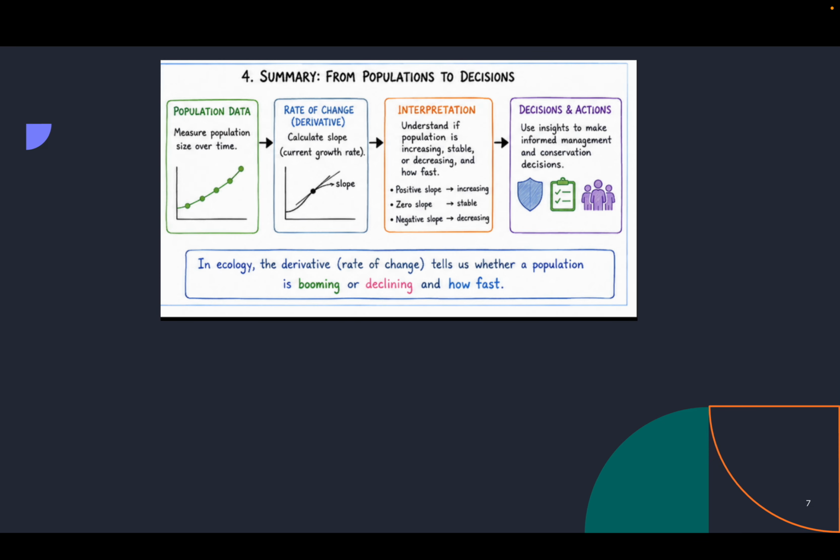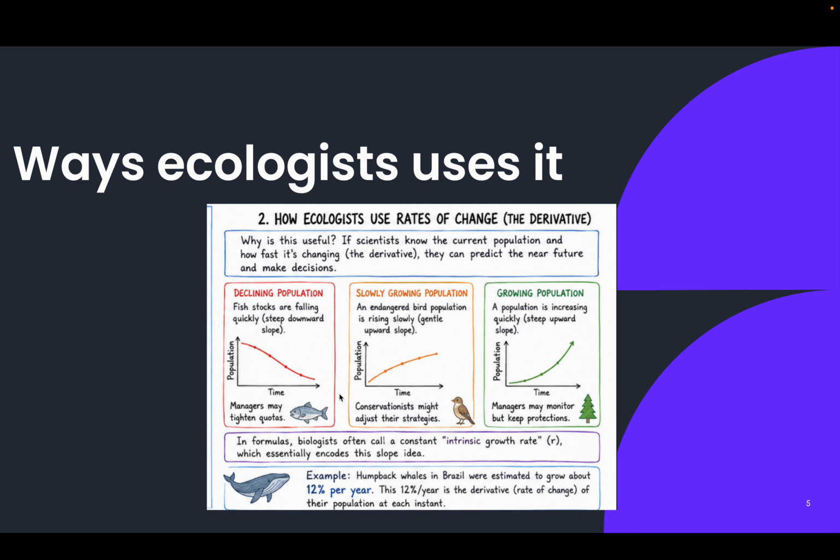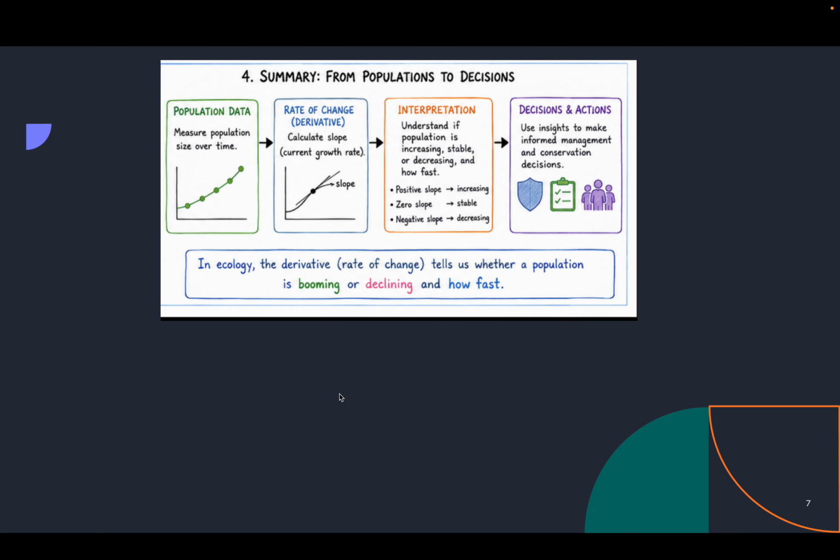And so to summarize, in ecology, a derivative or a rate of change tells us whether a population is booming or declining and how fast it's growing. As you can see, this population data right here is showing the growth over time. And this currently resembles, like I said earlier, the human population. And right here, I don't have an image of a declining one, but declining would just be like this one right here. This would be a declining population.